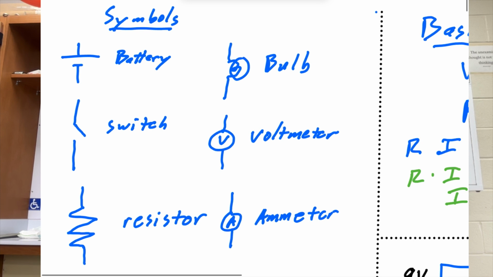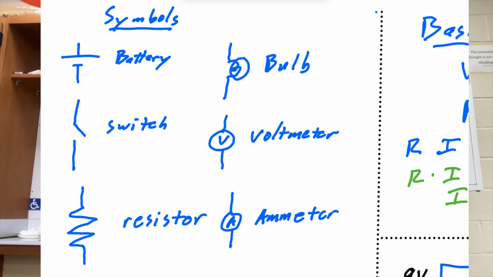So here are the symbols that we've got. As you can see, we have the battery, right? And the battery is just a line with a long line and a short line, and then the wire continues. A switch looks like this because you can open and close the switch. A resistor is this zigzag line, and a resistor could be a bulb. A bulb could be one of the things in the circuit that's providing some resistance.